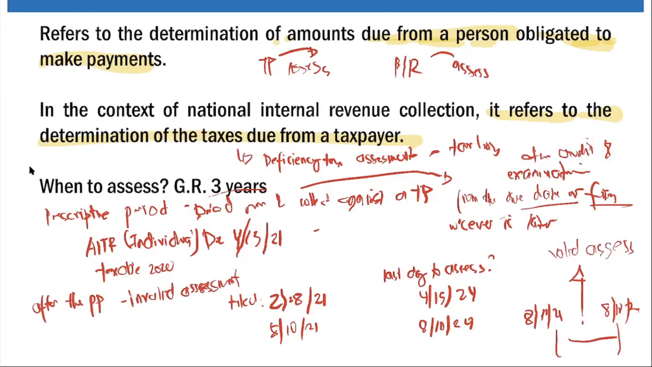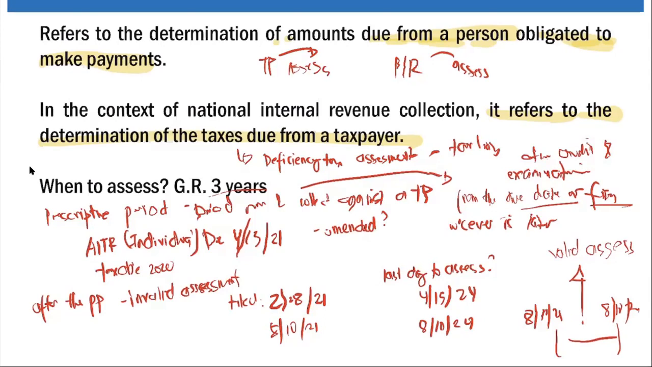Sir, question. What if I amended my return? If you have seen your different returns, you can see their amendment return or amended return. That is considered amendment of a tax return. So what if you amended your tax return?